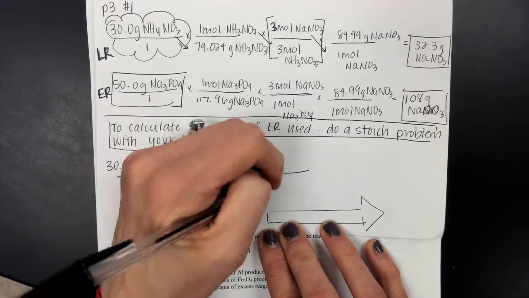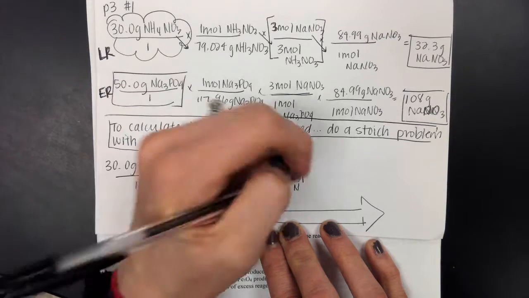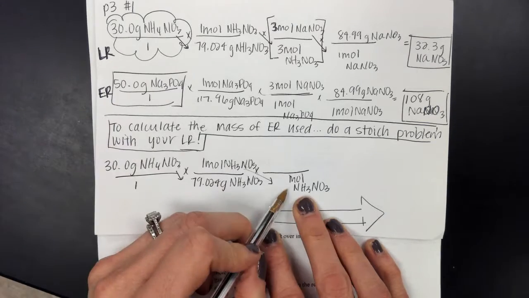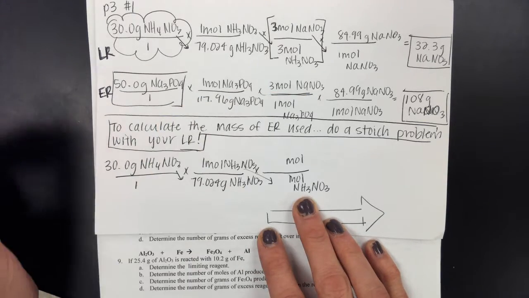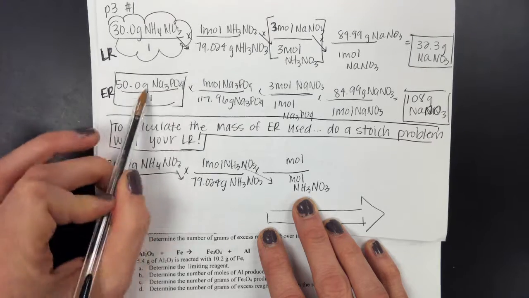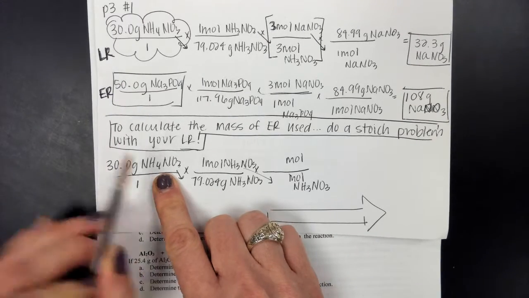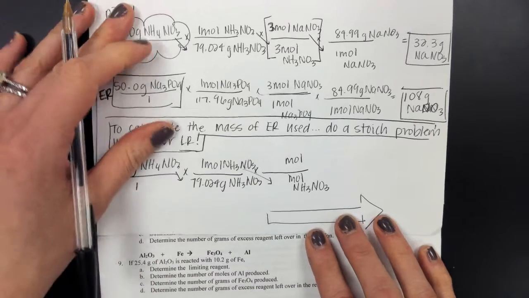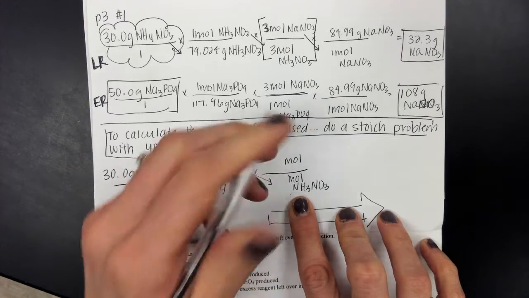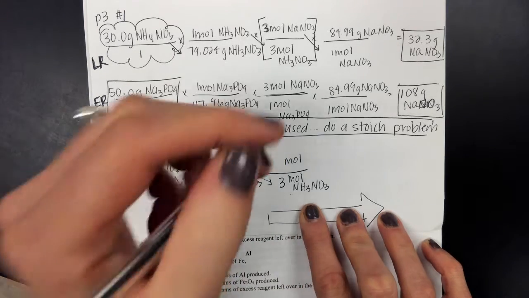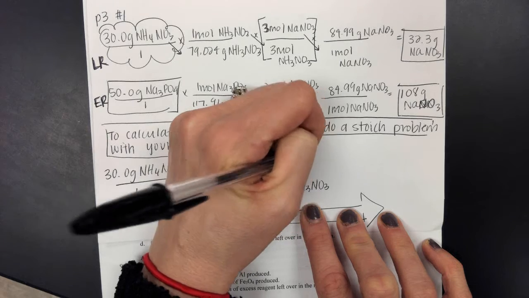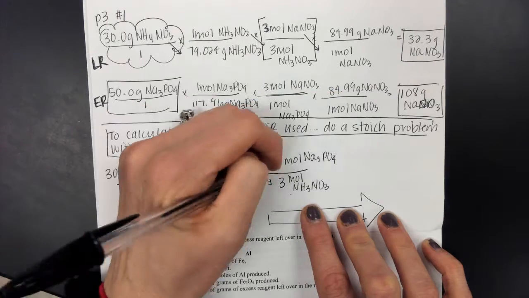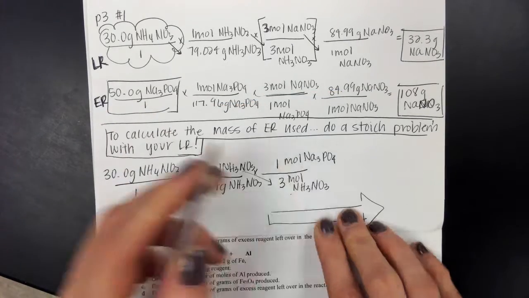Now I'm dropping moles of my given to the bottom. And this is where I switch to my moles of wanted. I want to know with 30 grams of ammonium nitrate how much is reacted of sodium phosphate. Okay, so my mole ratio is 3 moles of ammonium nitrate and 1 mole of sodium phosphate, because that's my other reactant.